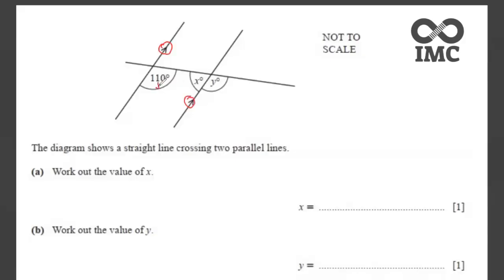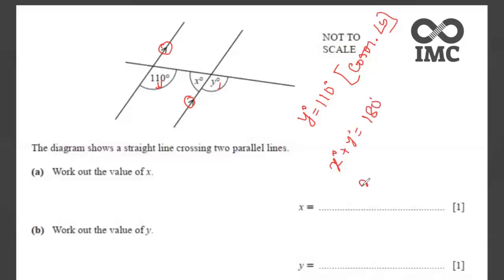So if this one is 110, then y must be 110 degrees. Why? Because of corresponding angles. Corresponding angles. So this is the first idea. Or how can you find out x? x plus y is 180. x degree plus y degree equal to 180. So just solve it. We will get your answer.